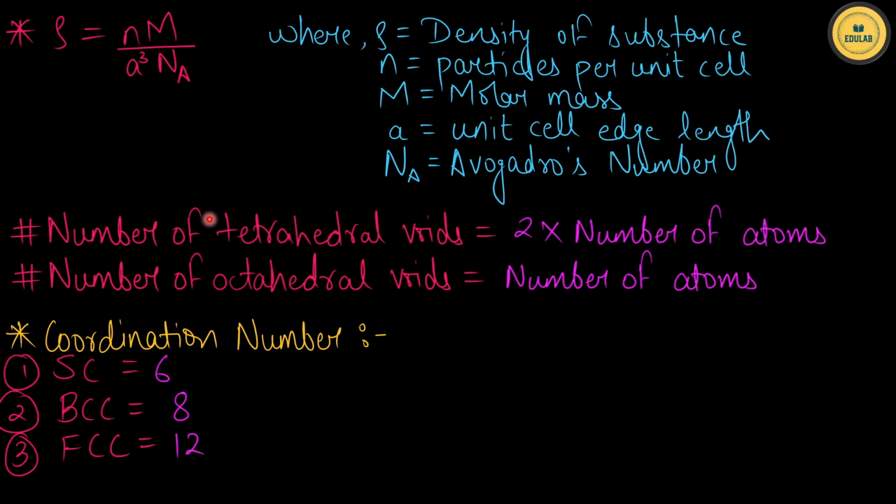Next one is number of tetrahedral voids. If you have to find the number of tetrahedral voids, then it is equal to 2 into number of atoms. Next one is number of octahedral voids. It is equal to number of atoms. Next one is coordination number. For SC, that is equal to 6. For BCC, it is equal to 8, and FCC is equal to 12. These are the coordination numbers.